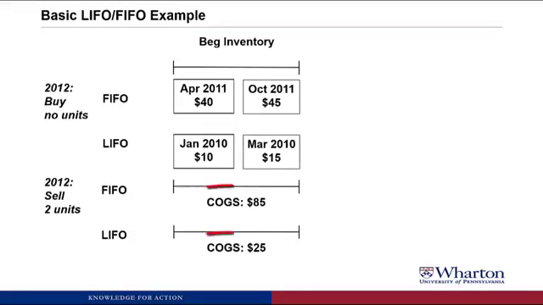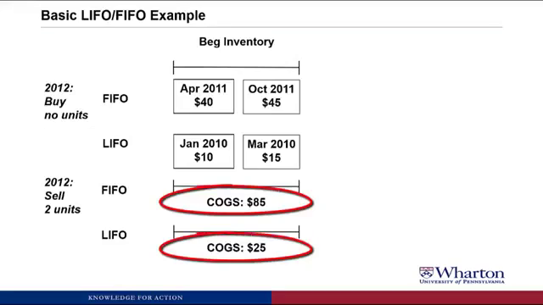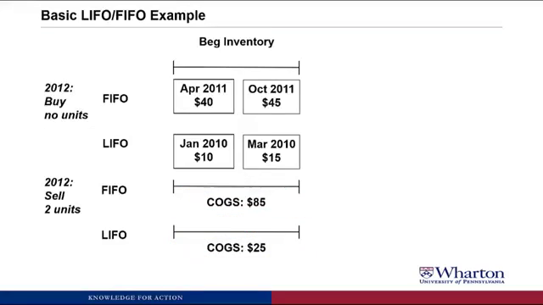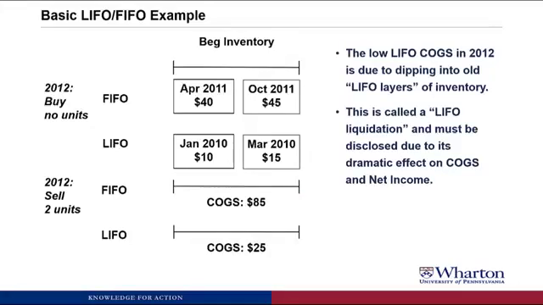So the difference in the cost of goods sold is 60, with this time LIFO having lower cost of goods sold than FIFO. The lower LIFO cost of goods sold is due to dipping into old LIFO layers of inventory. Anytime a company sells more inventory than it produces, it ends up dipping into these old costs, which under LIFO can be much lower than current costs. This is called a LIFO liquidation, and it has to be disclosed in the financial statements due to its dramatic effect on cost of goods sold and net income, basically giving the company an extra $60 of pre-tax income during 2012.